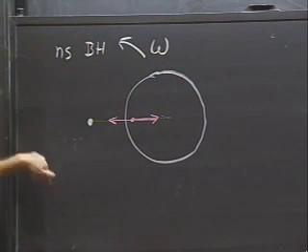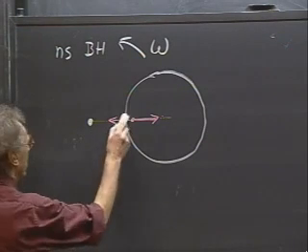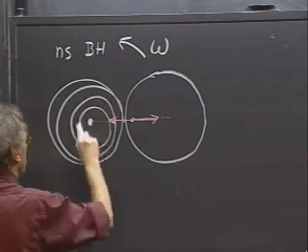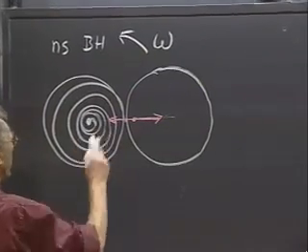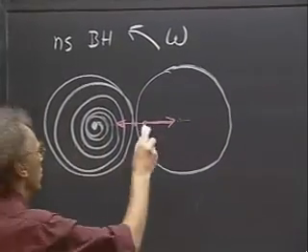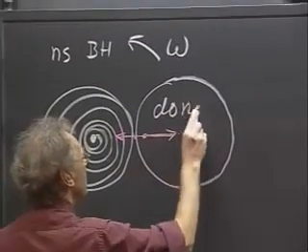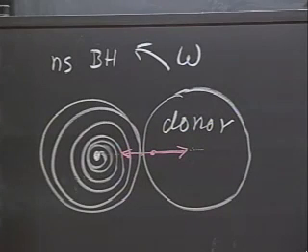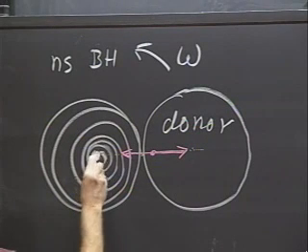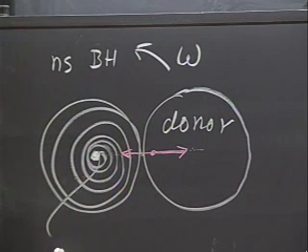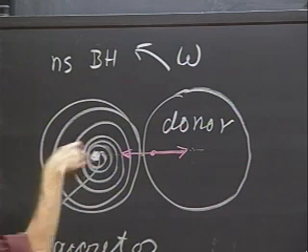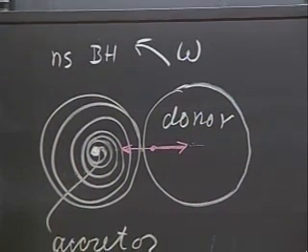Now, since they go around each other, it cannot fall radially, and so what will happen is that this matter from this star is going to spiral in through a disk and finally finds its way onto the neutron star. So it shouldn't surprise you, therefore, that this star is called the donor. It provides the mass. And this small object here, could be a neutron star, is called the accretor. And this disk is called the accretion disk.